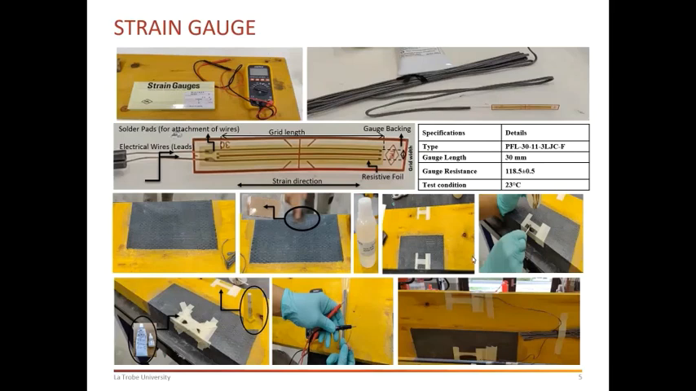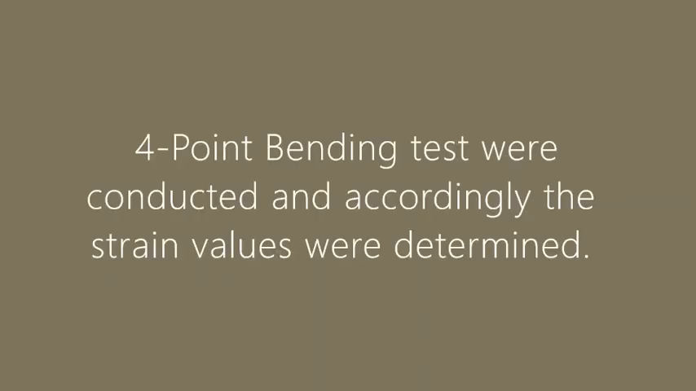And this is the final step. Attach the strain gauges at the tension and compression region. And after this step, we need to leave the strain gauges attached to the beam for at least 24 hours to make sure the adhesive has dried very well and is ready for the experiment.